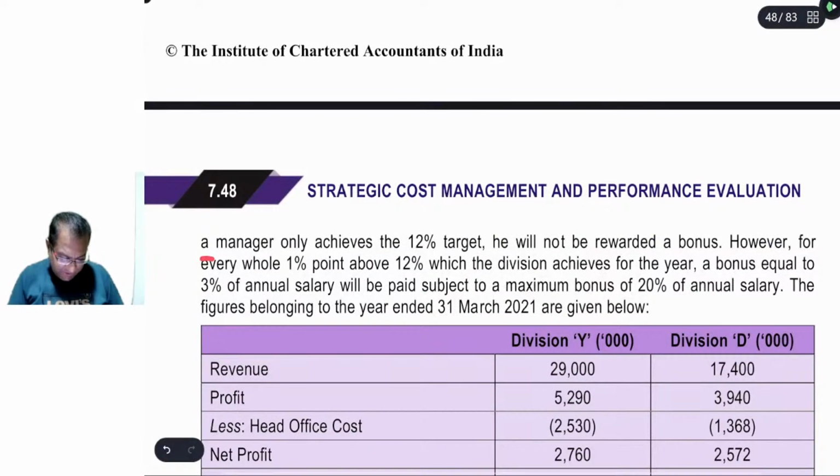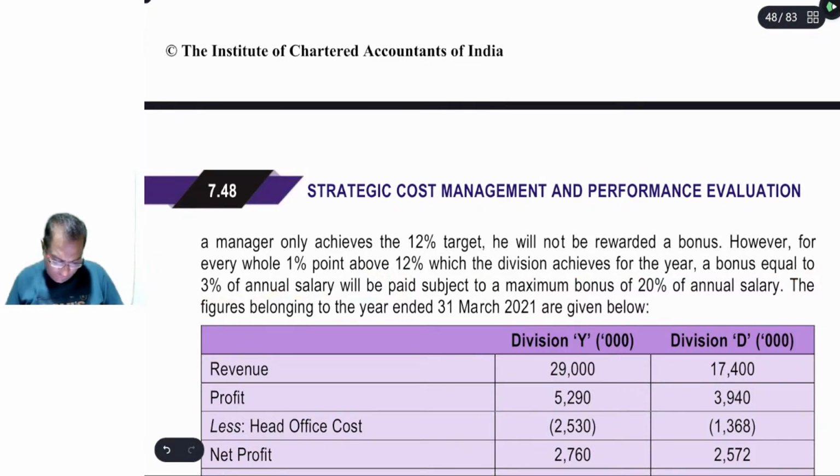If a manager achieves only the 12% target, he will not be rewarded a bonus. However, for every whole 1 point above 12%, which the division achieves for the year, a bonus equal to 3% of annual salary will be paid.